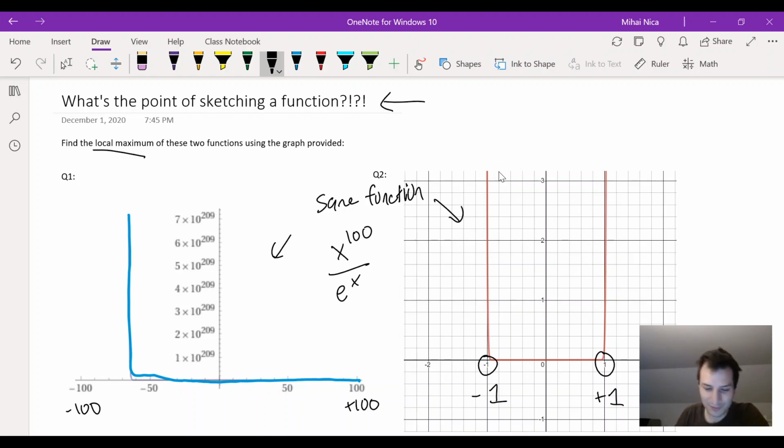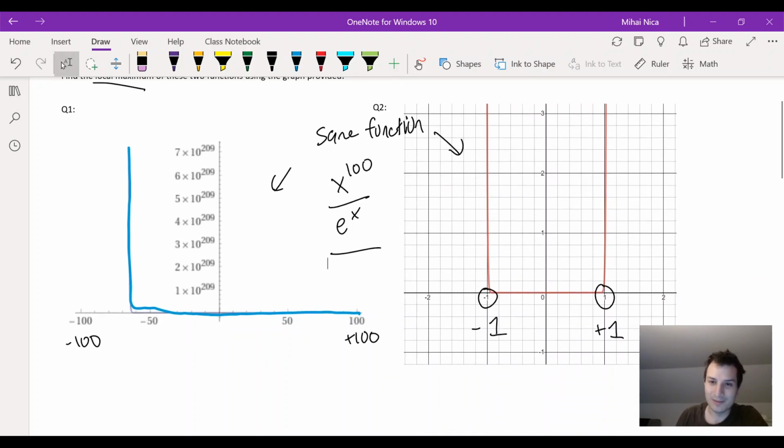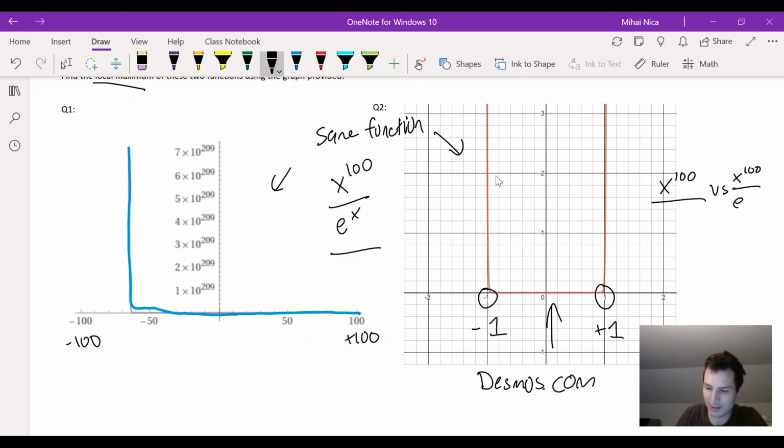And this function is a kind of a tricky function, and computers just can't handle it very well. This is what you get if you put it into Desmos. So you put it into desmos.com, you get a graph that looks like this. Totally useless graph, doesn't tell you anything about the function. In fact, this graph looks identical to the graph of x to the power 100. So Desmos cannot tell you the difference between x to the power 100 versus x to the power 100 over e to the x. If you just plug them in, they look the same.